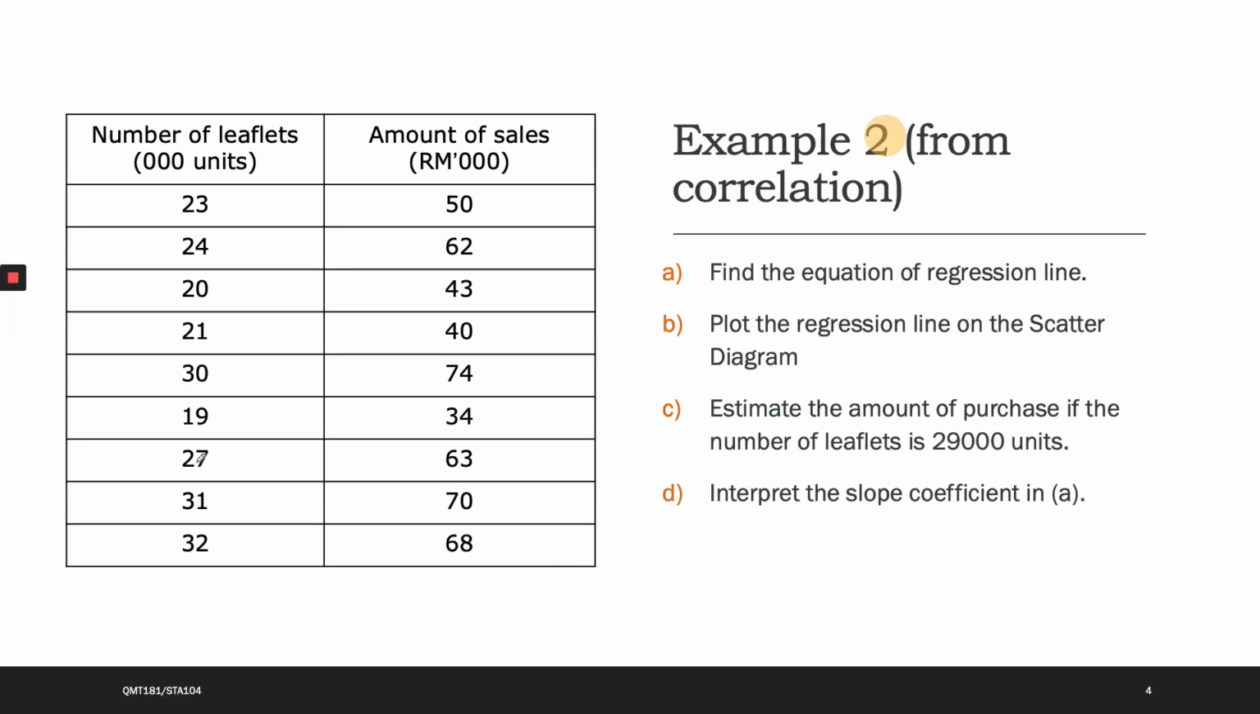Now I'm using the same example from correlation. You may need to look back at this example in the previous lecture. Here we have the number of leaflets in 1000 units, and here is the amount of sales in RM 1000. Previously we found the information about this data set and keyed the information into the calculator. Now let's find the equation of the regression line. Recall, the formula is y hat equals a plus b x.